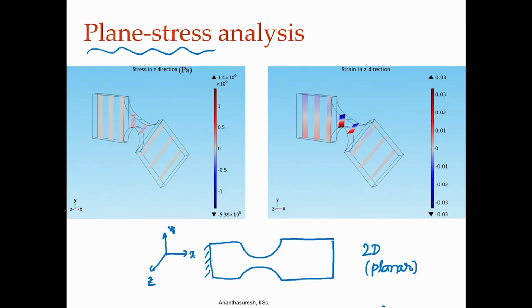What it means is that if this is my x direction and y direction, z is out of plane, then plane stress condition means that sigma z equal to 0. In fact, the normal stress sigma zz as well as the shear stresses sigma xz and sigma yz are all 0. That is what we call plane stress condition. Some structures are of that kind. So, whenever a structure is thin, then we use this plane stress condition. Okay.